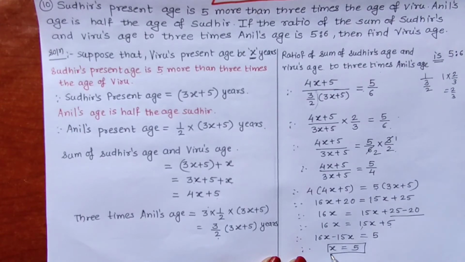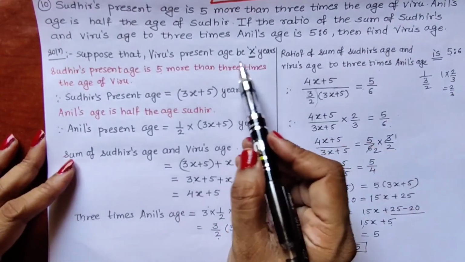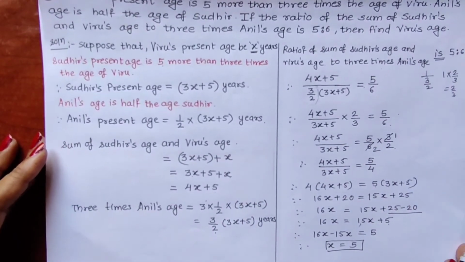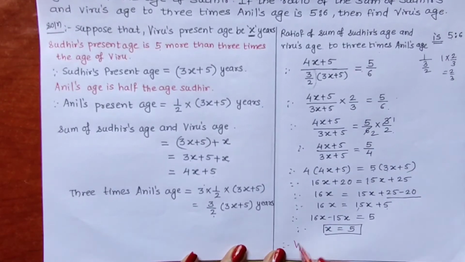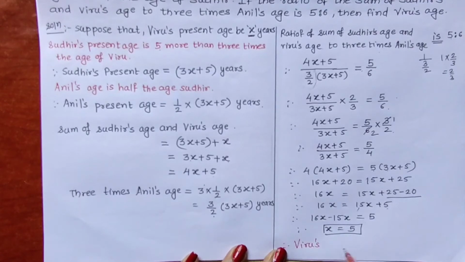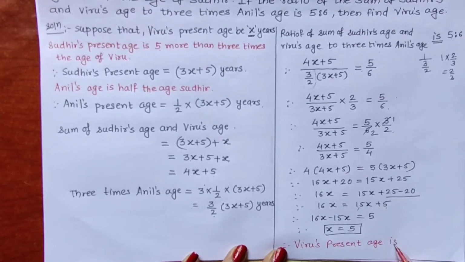So in this way we have got the value for x. So we have got Viru's age. Viru's age we have taken as x years. So we can write the statement of answer. Therefore Viru's present age is 5 years.